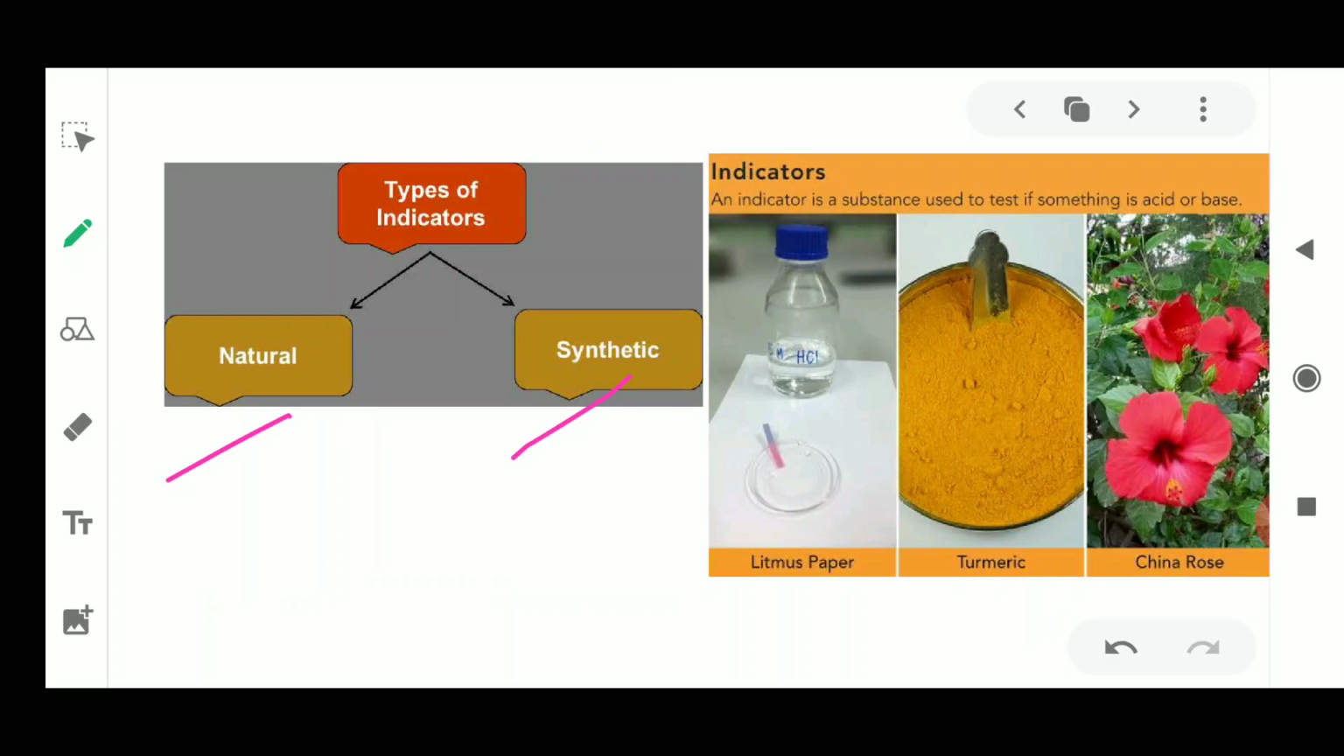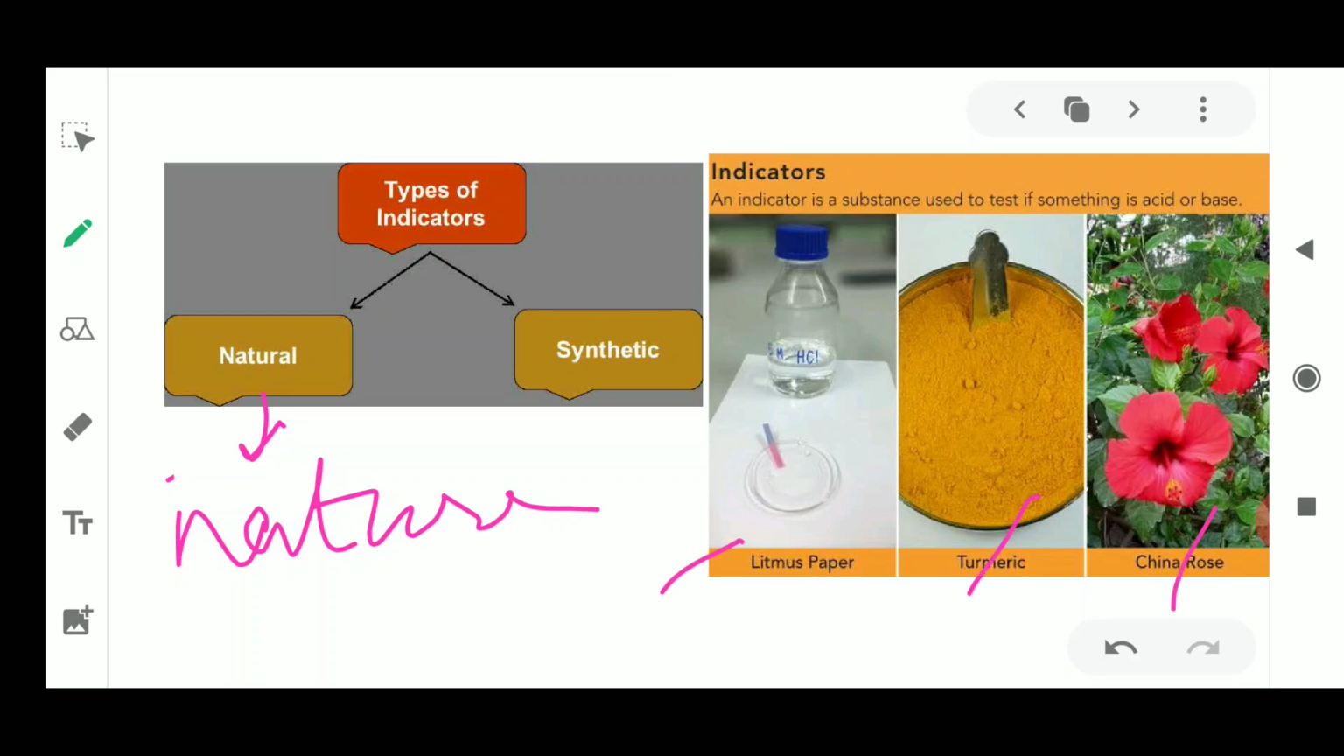As the name suggests, natural indicators are those which are made by nature, which are present in our nature, or which are obtained naturally from natural things, such as litmus, turmeric and China rose. These three indicators are given in your NCERT book also, and we are going to discuss litmus, turmeric and China rose as indicators in this chapter. There are many more indicators, such as red cabbage, which also acts as an indicator.